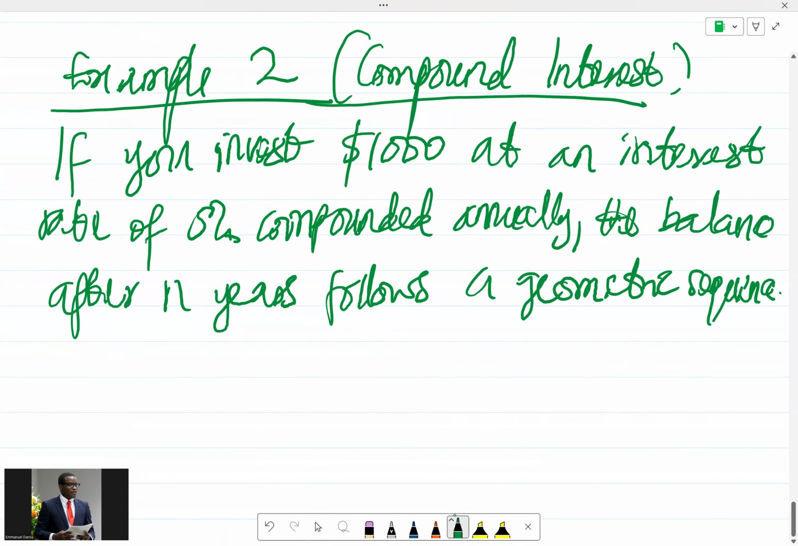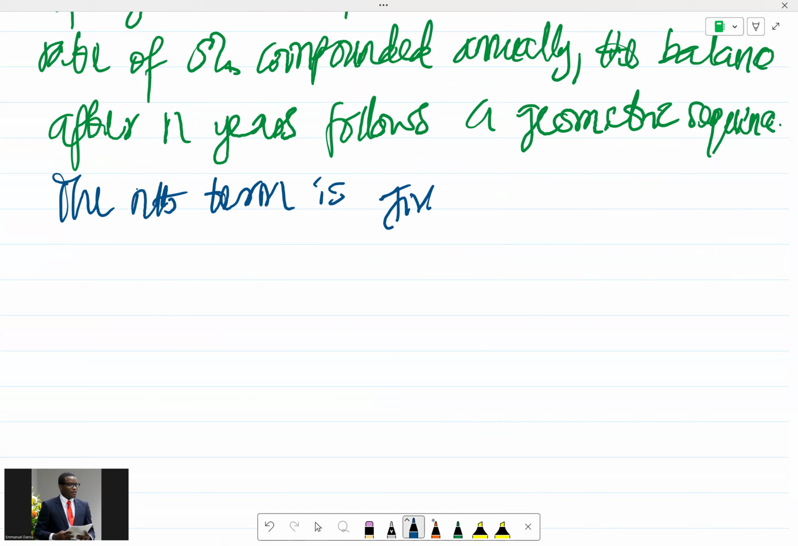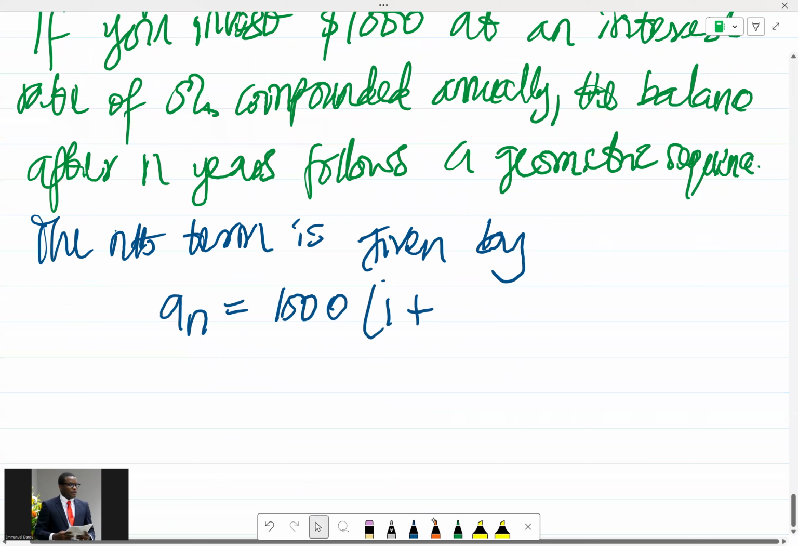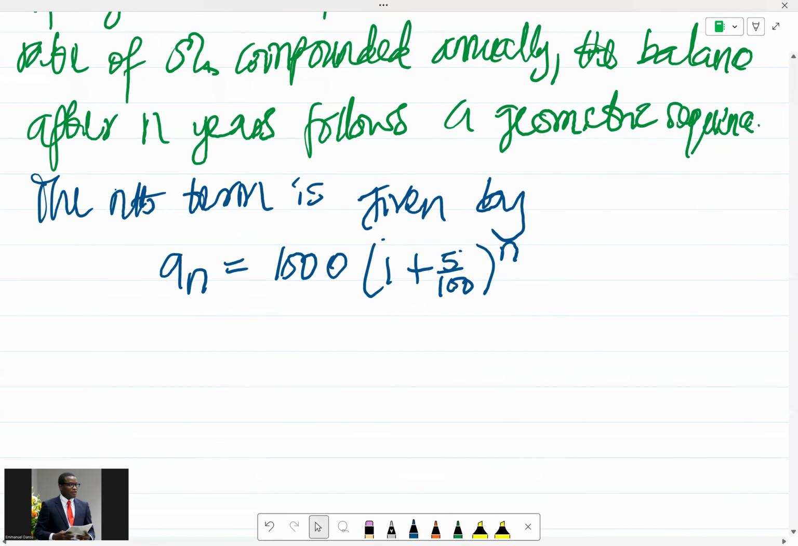So we can say that the nth term is given by an equals the first term, which is the 1,000 you invested, multiplied by 1 plus the percentage increase, which is 5 over 100, raised to power n, the number of years.